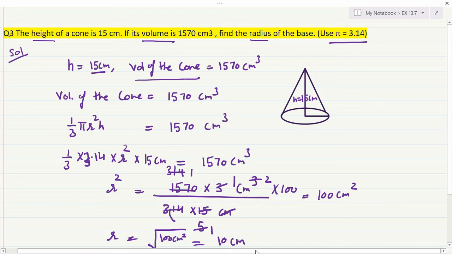Now you can see these questions are very simple, only the thing is the calculation part. You have to do a lot of questions in practice so that you can do the calculation easily in the exam also.